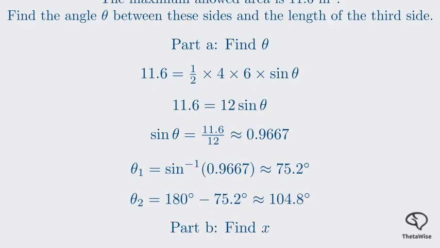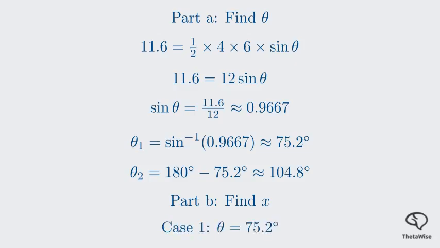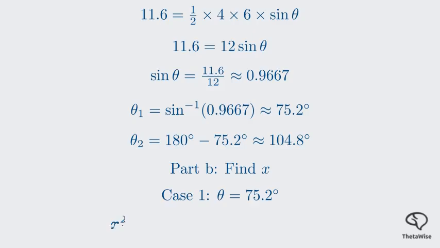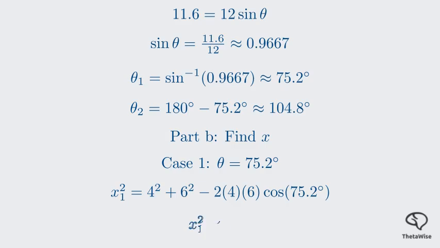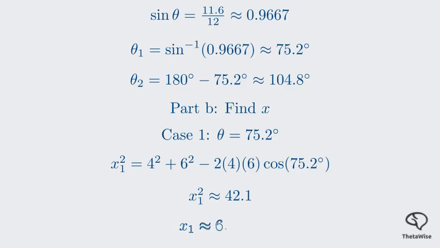Part B. Find the length of the third side. Let's call it x. We must consider both possible angles from Part A. This is a SAS case, so we use the cosine rule. Case 1. Angle θ is 75.2 degrees. x² equals 4² plus 6² minus 2 × 4 × 6 × cos 75.2 degrees. This gives x² ≈ 42.1, so the third side x1 is about 6.49 meters.